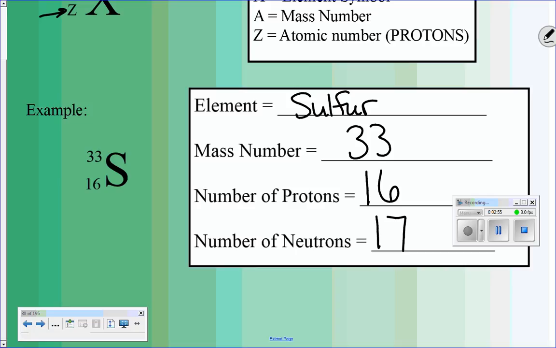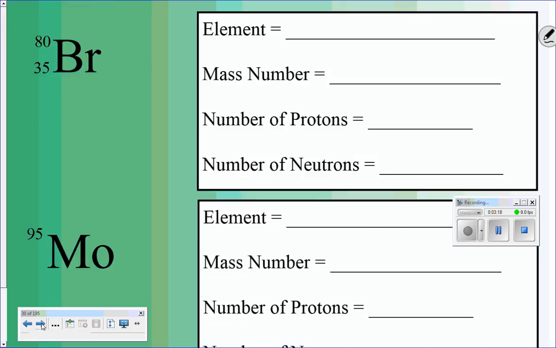One thing to notice, if you take a quick second and look at sulfur, sulfur is actually given as having a mass of 32.06. This is because that's an average of naturally existing sulfurs. This particular atom of sulfur happens to have a mass of 33. We'll talk about where that comes from as we go through the unit.